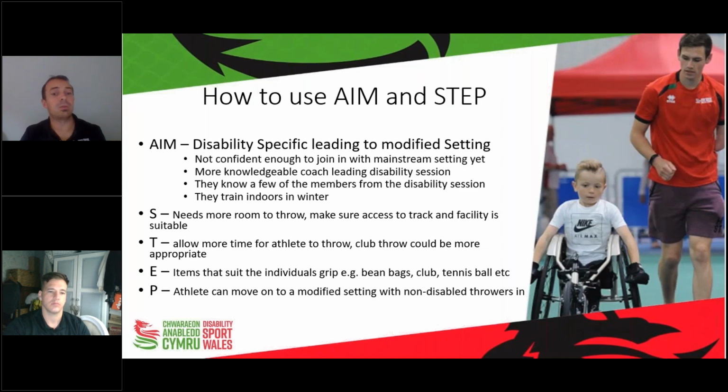Equipment, so items that suit the individual's grip. It could be starting off with a beanbag because that's much easier to grip, it's nice and soft. It's got a good weight on it, so you can throw it. You've got to think about the club throw as well. Do you know somebody in your local authority who could possibly have one of those? Could it be linking with Welsh Athletics? Could it be linking with Disability Sport Wales? Asking them the question, can we borrow some equipment, please? Because we've got this individual who'd love to take part, but as a club, we just don't have that equipment at the moment.